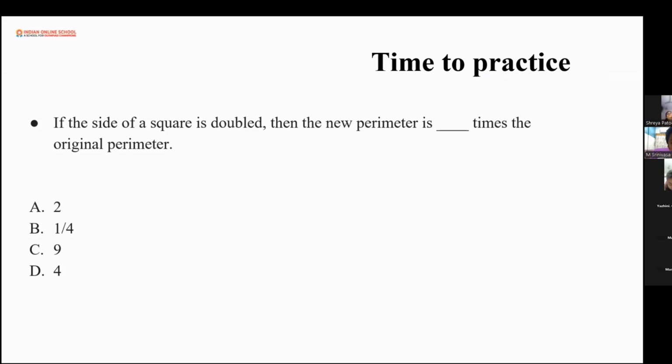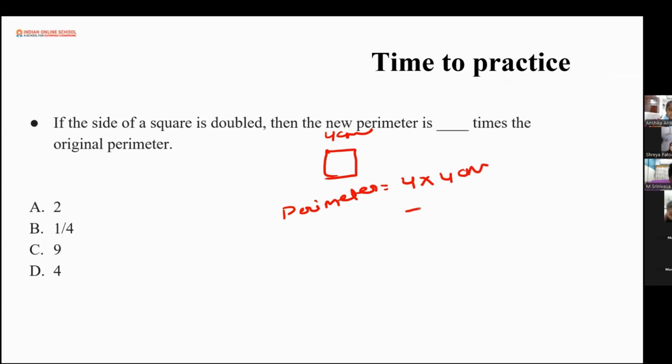Yazini, if a side of a square is doubled, the new perimeter would be how many times? Two times the original, four times the original perimeter. Let's say there was a square of 4 centimeter side. Its perimeter was what originally? 4 times 4, na? 16 centimeter. Perimeter's formula is 4 times side.